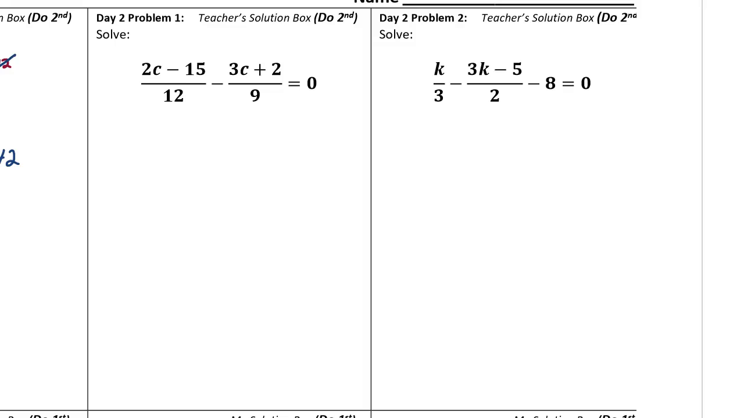Here's the answer for day 2, problem 1. We're asked to solve this equation. Now this equation has fractions, so the technique is to multiply all terms by the LCD. Let's first find the LCD.